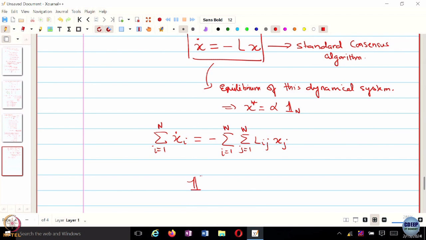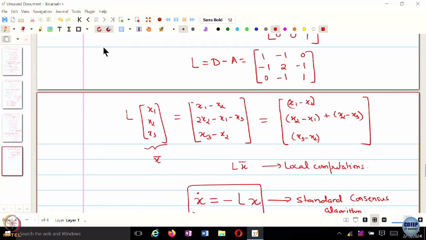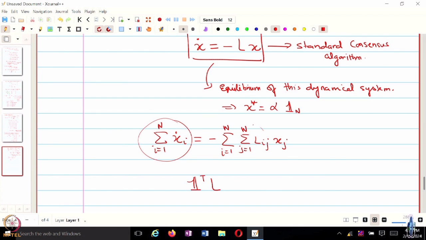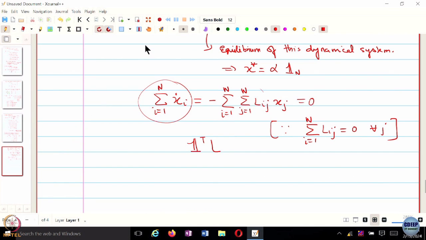If I do 1 transpose L, what is this quantity? It is 0, right? This is nothing but 1 transpose x dot, so 1 transpose L, that is 0. Why? Because if I sum over Lij, summation i equal to 1 to n of Lij, that is going to be 0 for every j. The vector of 1s is both the left and the right eigenvector for this Laplacian. So 1 transpose L is going to give you the 0 vector.